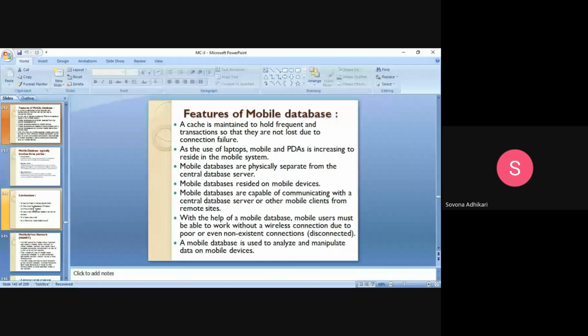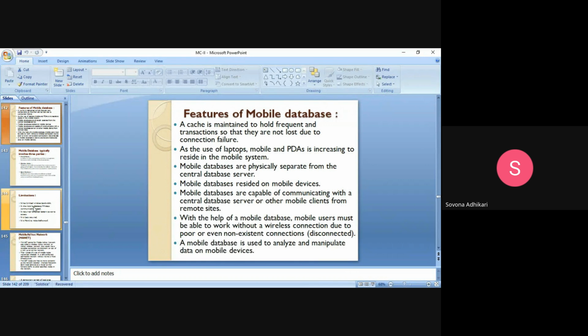So the frequently used data is stored in a local cache, so that when you want to access this data, you will get it easily because it is stored in the local cache. You need not make a request to the server to send this data. So a cache is maintained to hold the frequent transactions so that they are not lost due to connection failure.